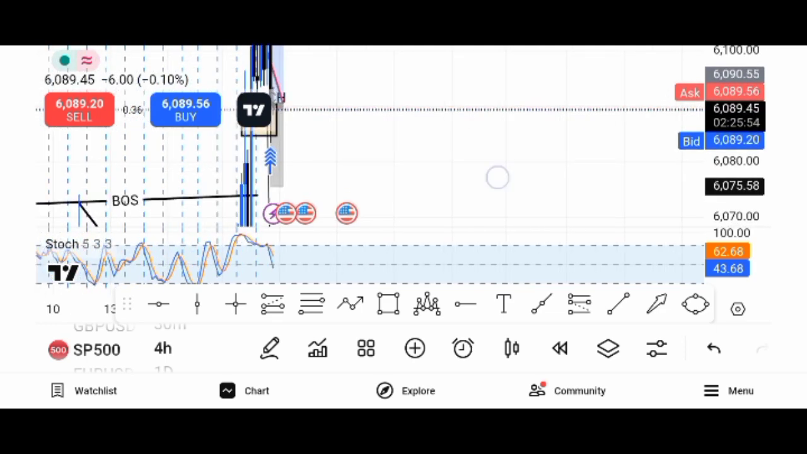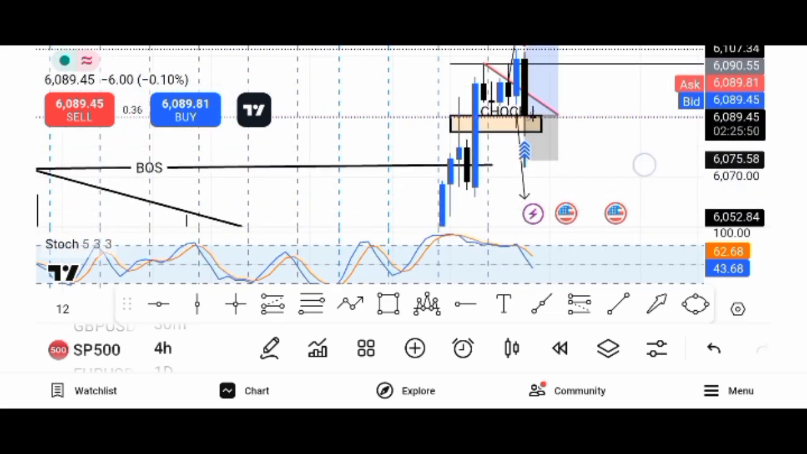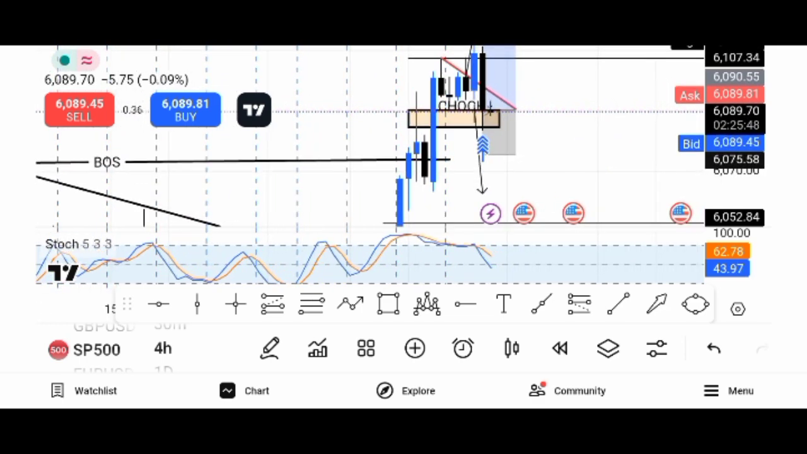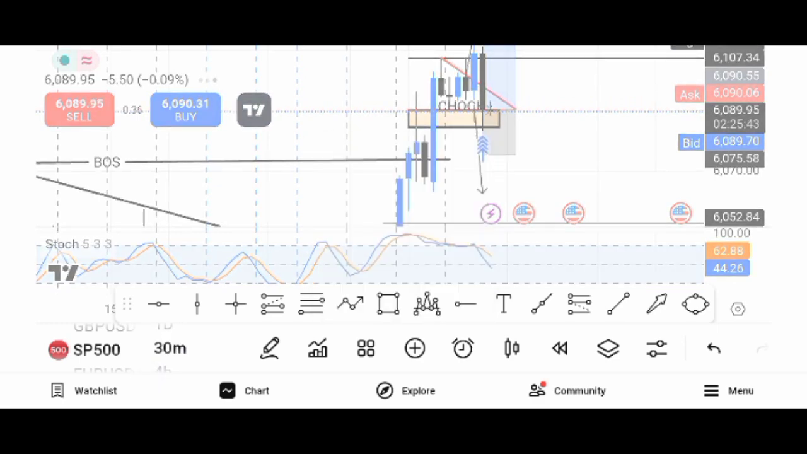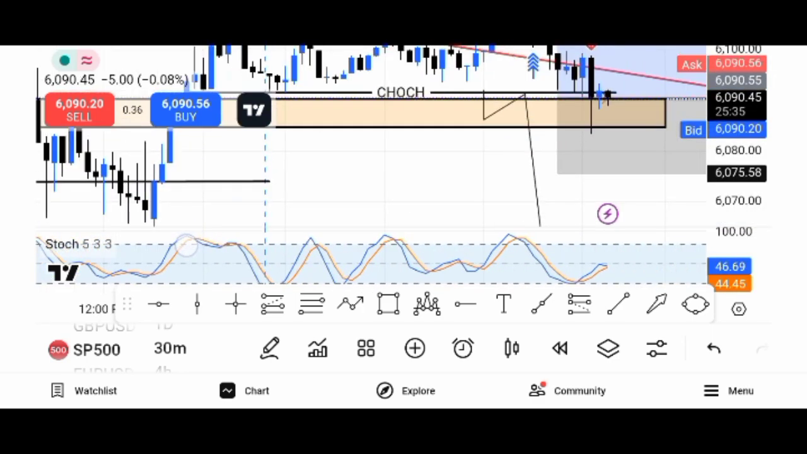So I'm expecting the market to tap into this zone for me to be able to take my trade. I'm just hoping the market respects the zone, because the market is already in the air. So I don't know. Either the outcome is bullish or I get out from this trade.